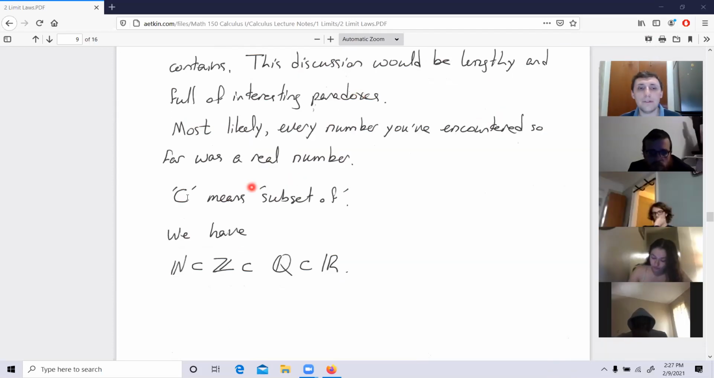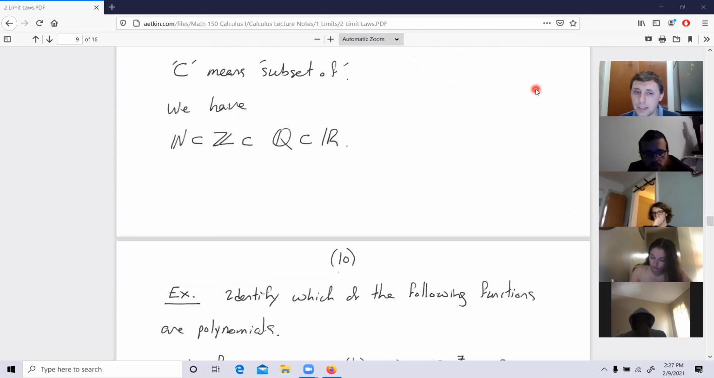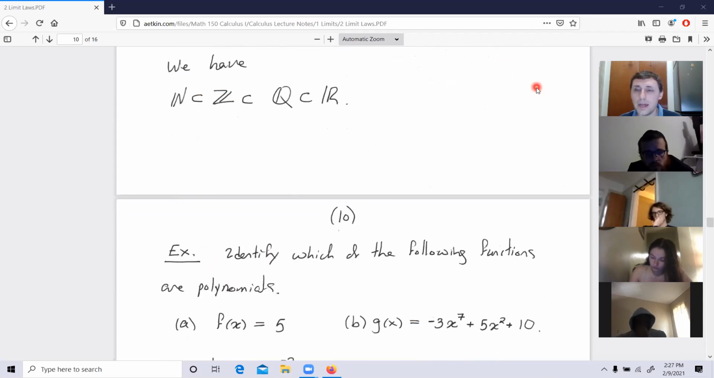So we have subsets. So we have this membership. Every positive integer, every natural number is an integer. Every integer is a quotient because you can take the integer and divide by 1. And every quotient is a real number. A real number is the biggest category that you know.